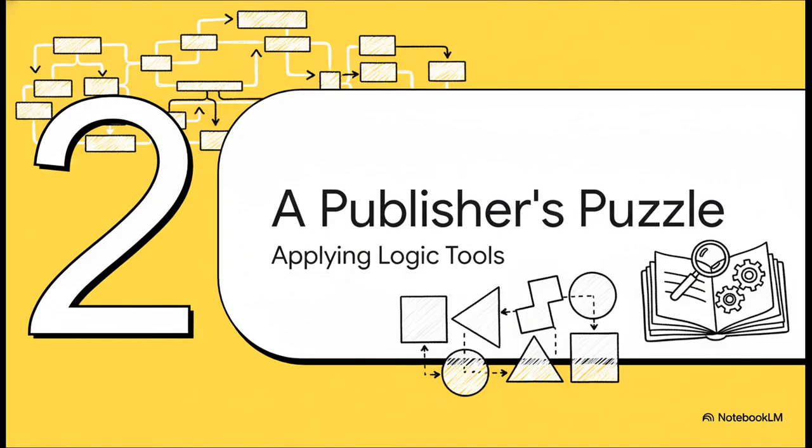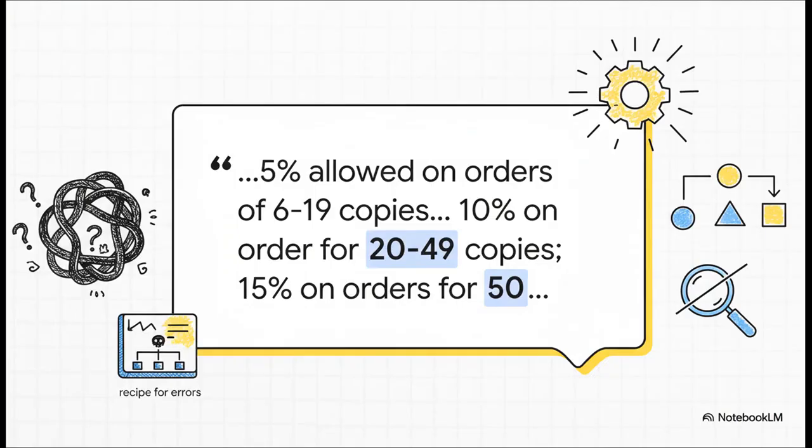And to do that, we've got a great real-world example from a book publisher. Just look at this. This is their discount policy, written out in a paragraph. It's a total mess, right? It's dense, confusing. It's just a wall of text with conditions buried inside other conditions. Can you imagine trying to code this or train a new employee on it? You'd be pulling your hair out. It's just begging for mistakes to be made.